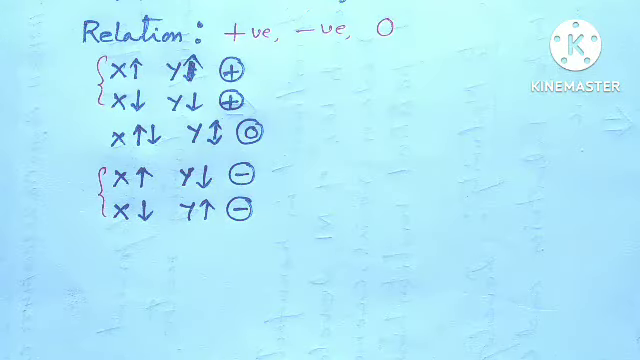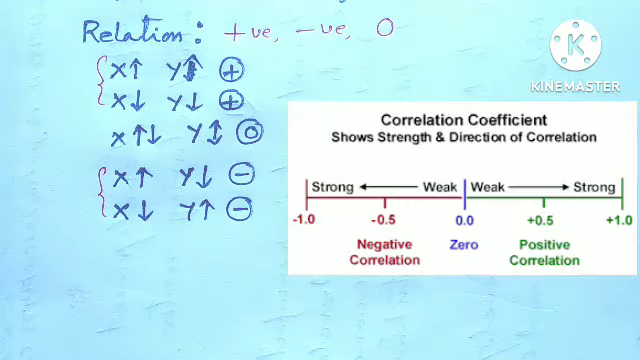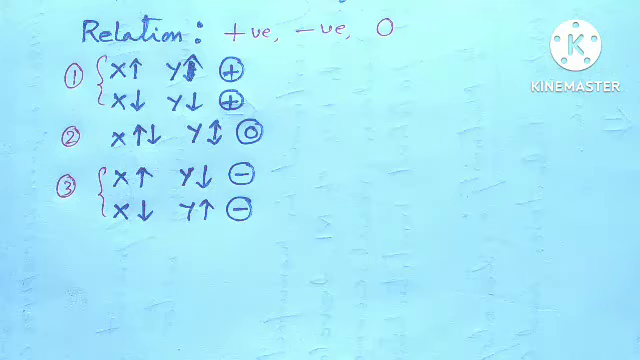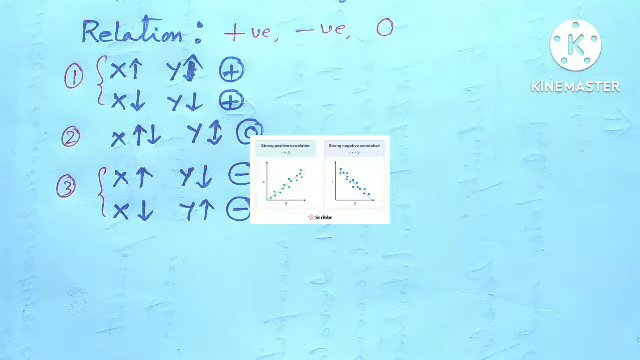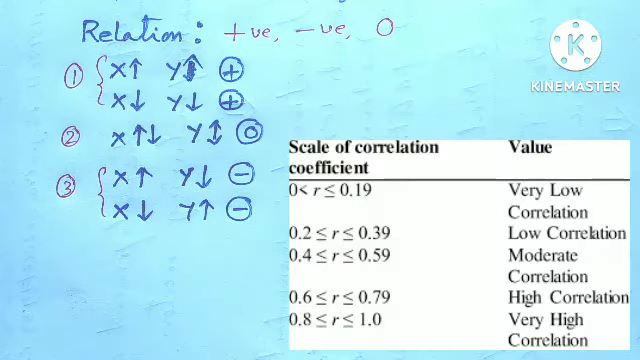If x increases, y also increases, then this is called a positive relation. Similarly, if x decreases, y decreases, it is also called a positive relationship. That means both are going in the same direction. In the second case, if x increases or decreases, y is still unchanged, that is, it is constant. We see there is no change in y, so it is called a zero relationship between x and y. And in the third case, if x increases, y decreases, or if x decreases, y increases. That means there is a negative relationship.